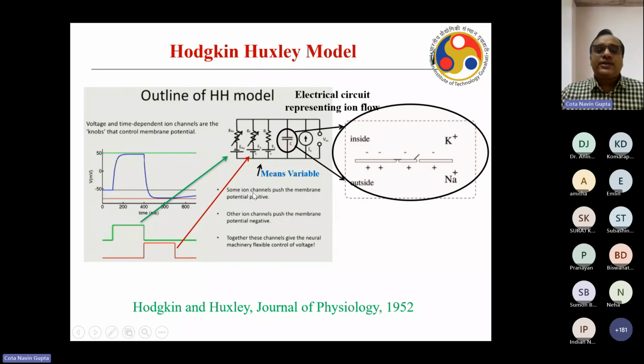Okay, so some ion channels push the membrane potential positive. Other ion channels push the membrane potential negative. Together, these channels give the neuron the machinery to flexibly control the membrane voltage.